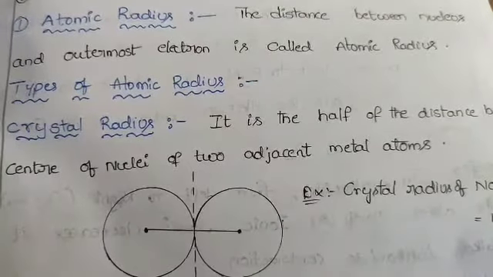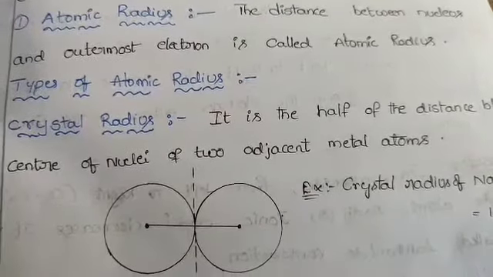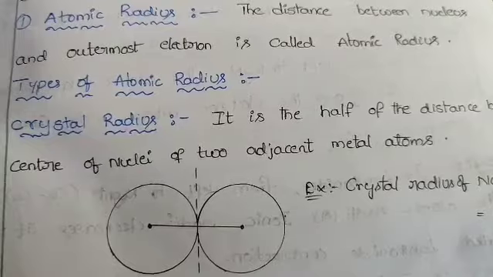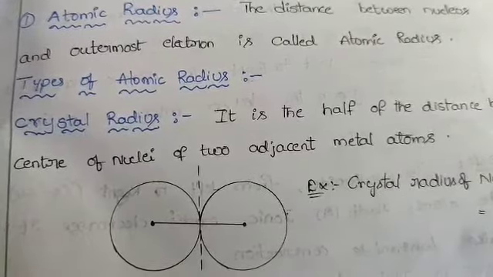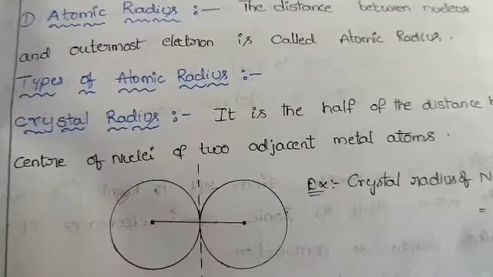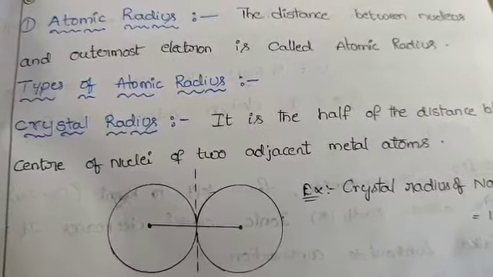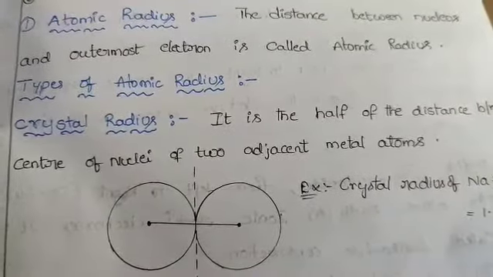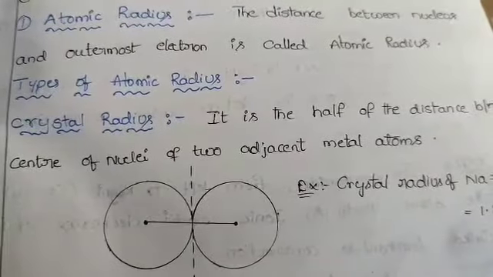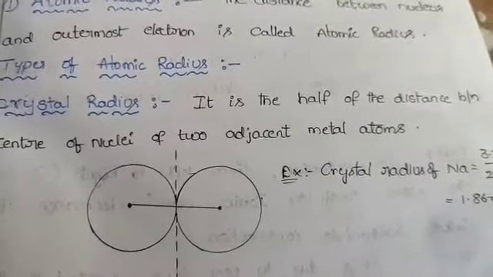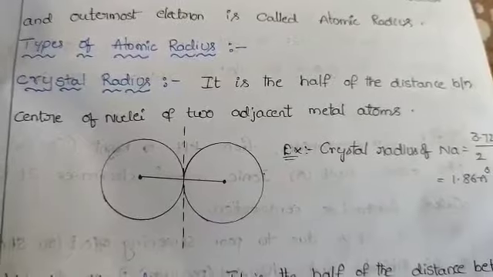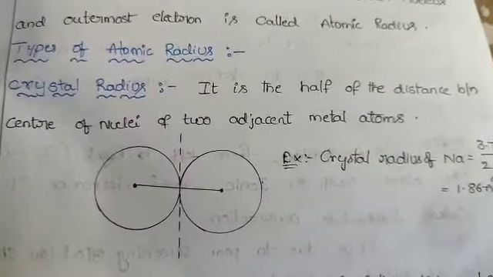Consider this example of adjacent metal atoms. Half of the distance between the centers of their nuclei is called the crystal radius. For example, the crystal radius of a sodium atom is 1.86 angstroms. And the second one is van der Waals radius.